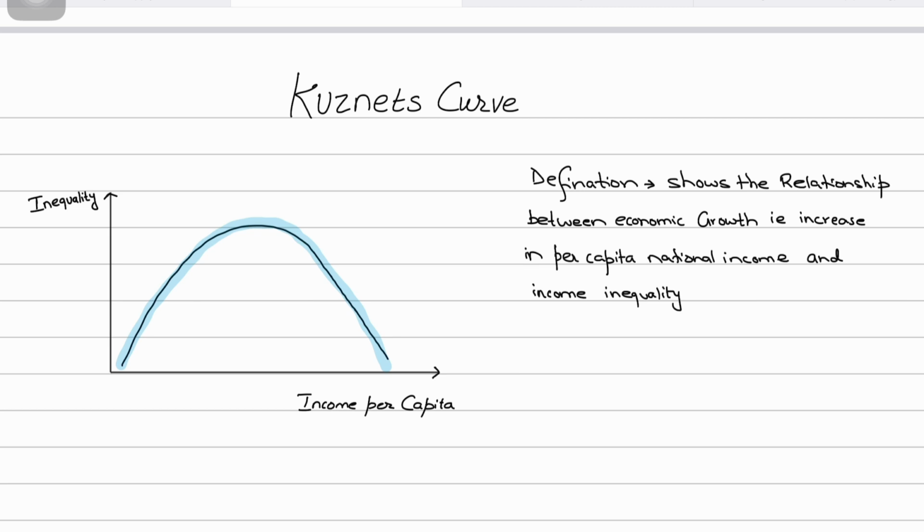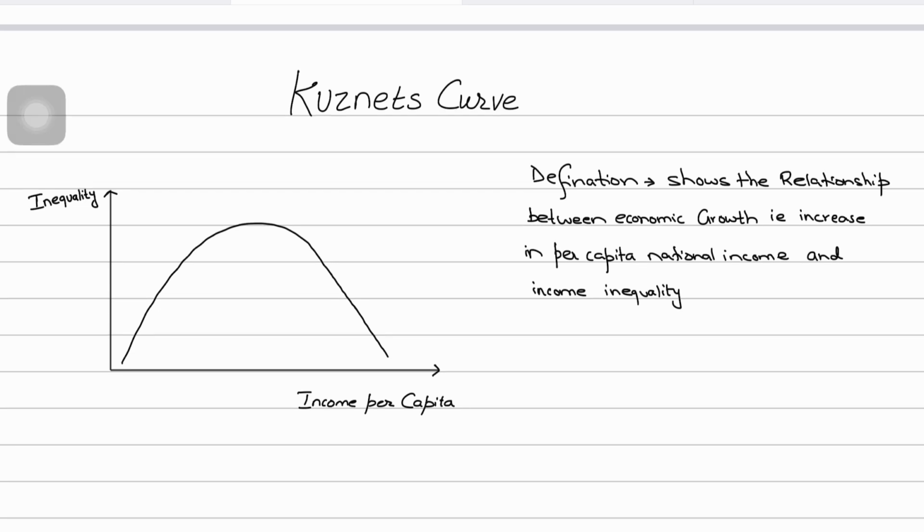It is named after the Nobel Prize winning economist Simon Kuznets, who suggested that as an economy develops, there is initially an increase in income inequality, followed by a decrease after a certain average income is reached. The concept is primarily used to understand how economic growth and income distribution interact over the course of development.